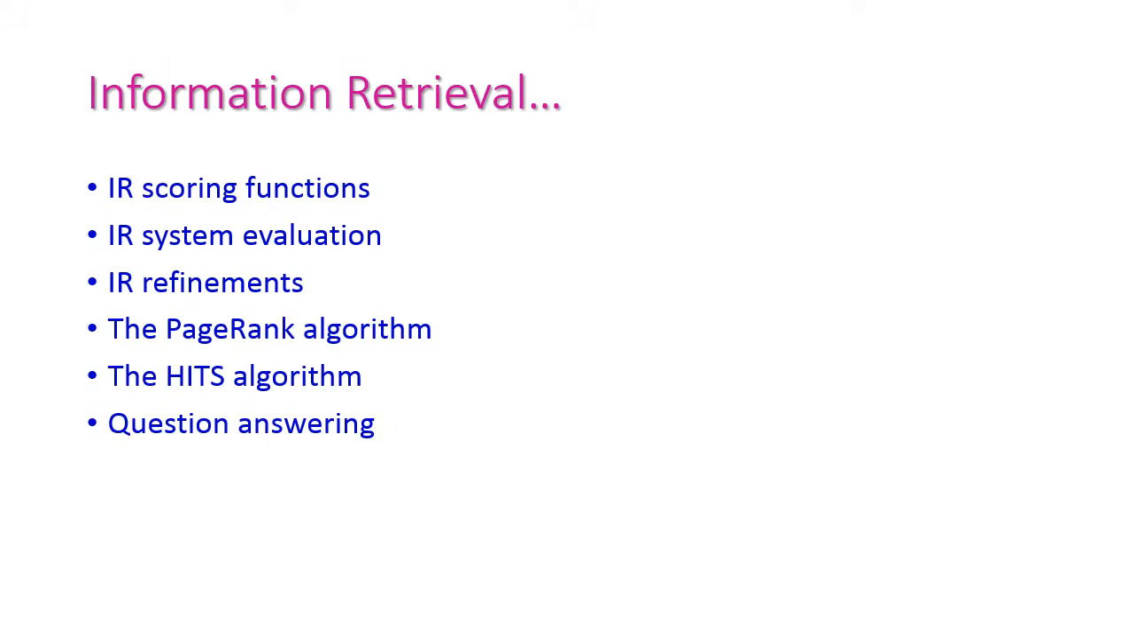To overcome the drawbacks of the Boolean keyword model, information retrieval systems introduced the IR scoring function, IR system evaluation, IR refinement, the PageRank algorithm and the HITS algorithm, and after that question answering. So these are the methods which are used to overcome the drawbacks of the previous system. Let us see all those things one by one.